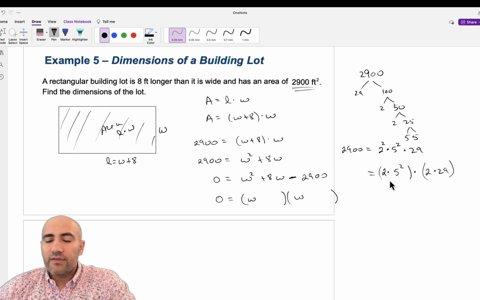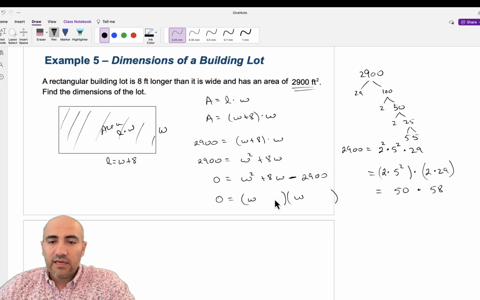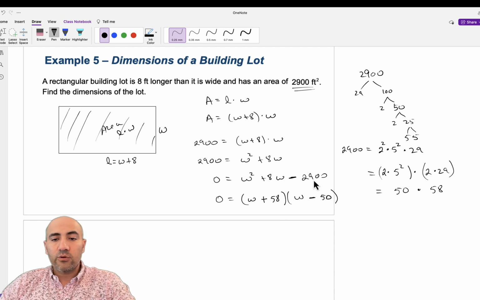And I get 25 times 2 is 50, and then this one's 58. So 50 times 58 equals 2900, and that's going to give me the gap of 8 that I need. So I'm going to put a 58 here and a 50 here. I need it to be positive, so I'm going to put a plus there and a minus there. So they multiply to negative 2900, but add to positive 8.